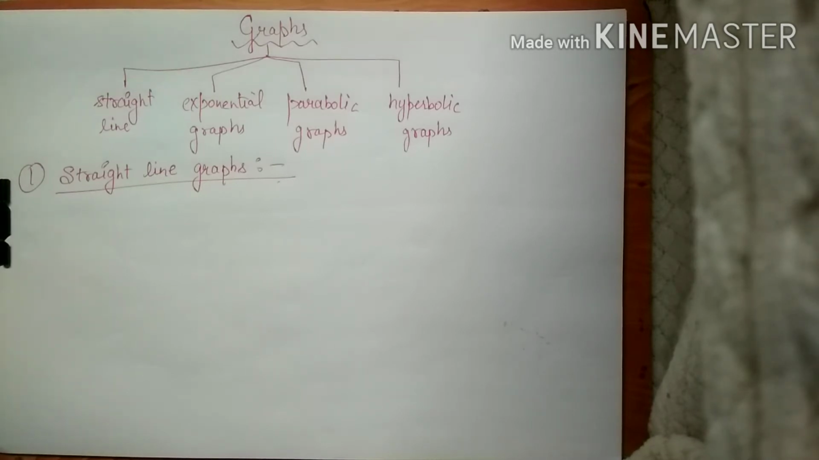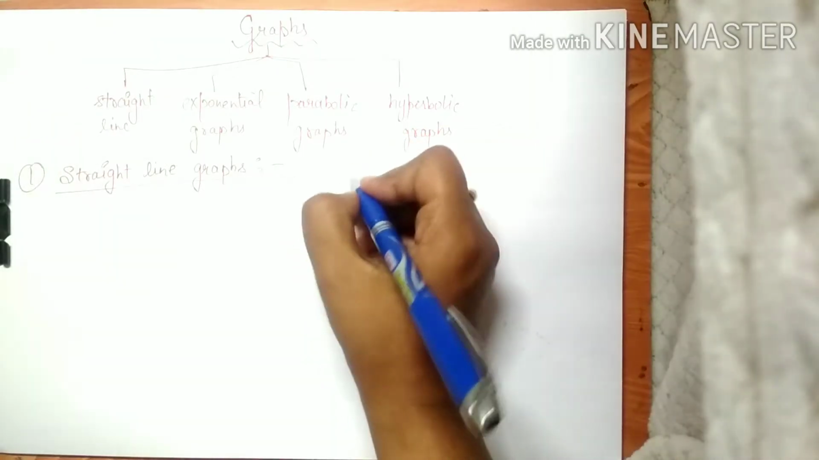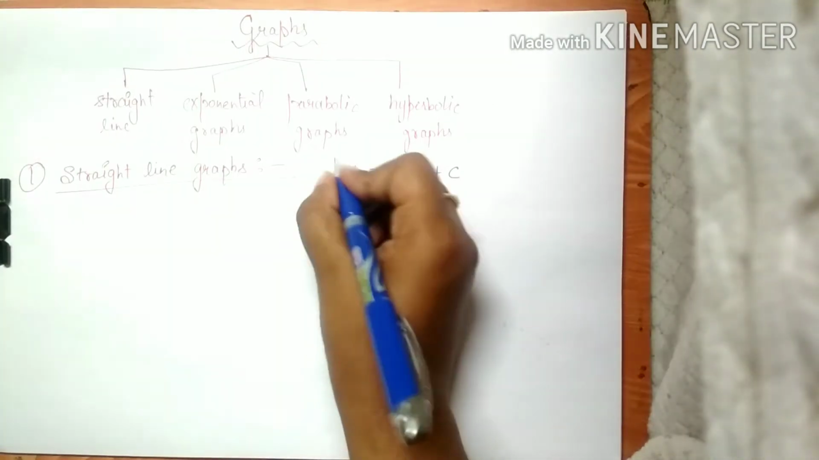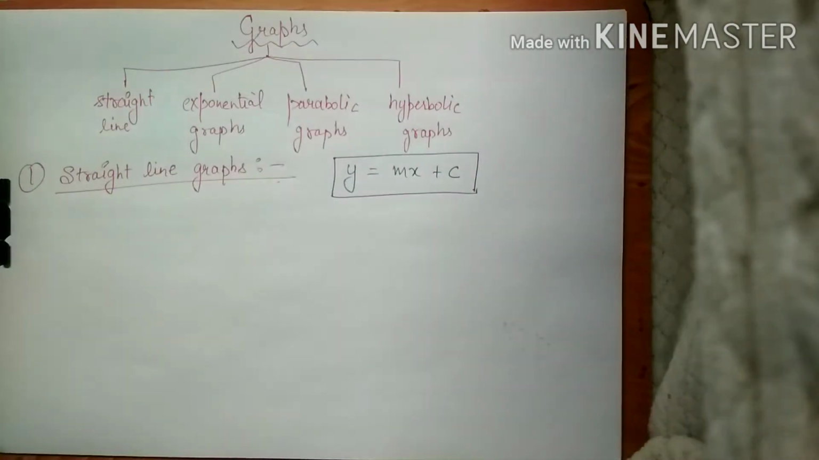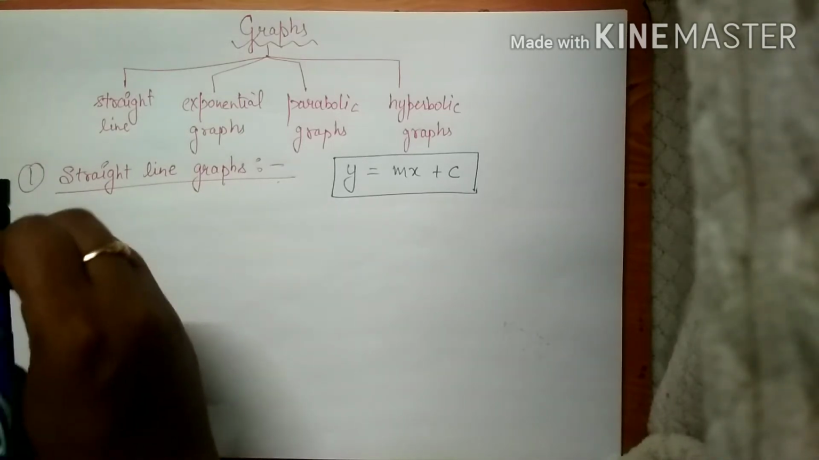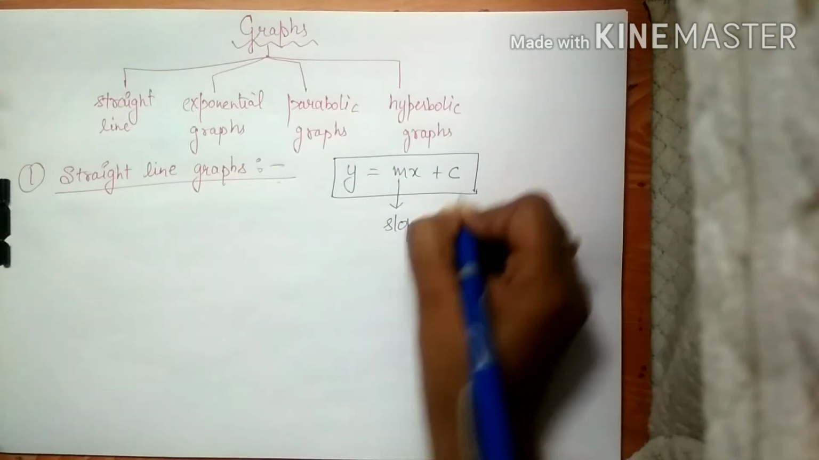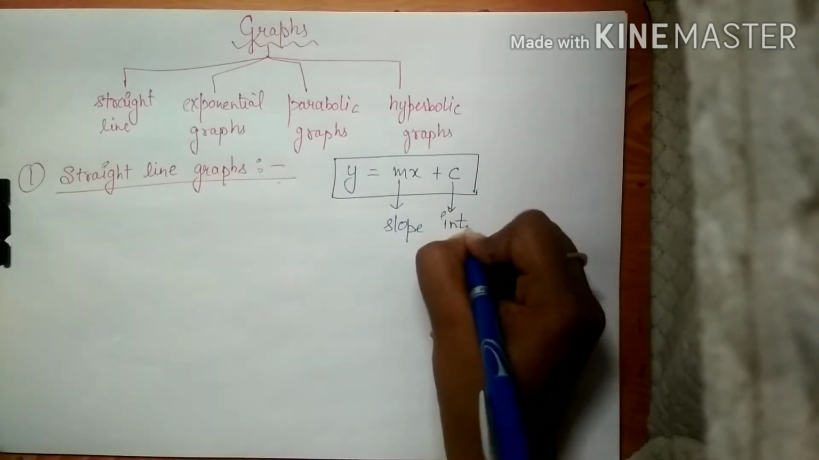See the equation for a straight line. If we consider the equation for a straight line, then it is y is equals to mx plus c. This is your equation for a straight line in slope form. Basically you can represent the equation of a straight line in many ways, but we are going to study only one way which is useful for us. That is your equation of straight line in slope form, which is y is equals to mx plus c. Here m will denote your slope and c will denote your intercept.